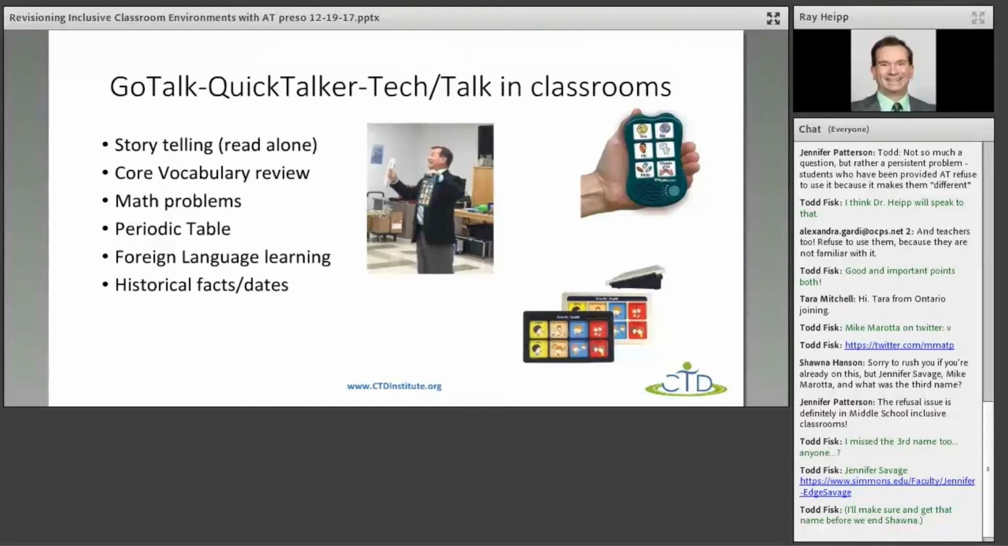This goes back to the whole idea of the middle school idea of what can be done. Because when we start to take a look at some of the different devices, they don't have to be just for words. So if we're teaching middle school science, have a GoTalk, have a QuickTalker, have some of the other devices out there and use them for things like the periodic table. Use them for math problems. And how that's used is very simple. And as you can tell, I get excited about this because sometimes we don't think of these options.